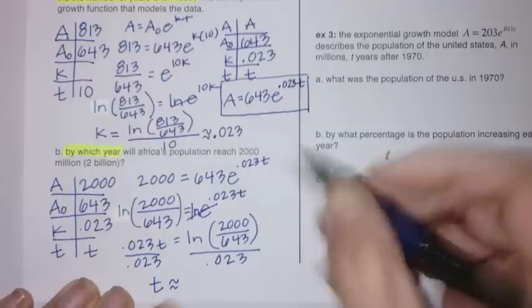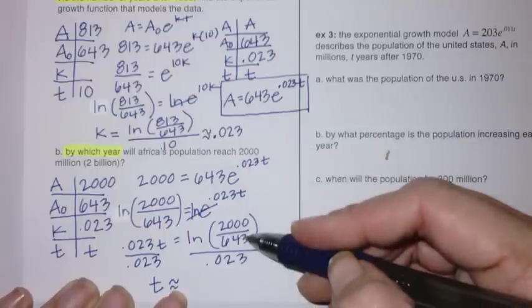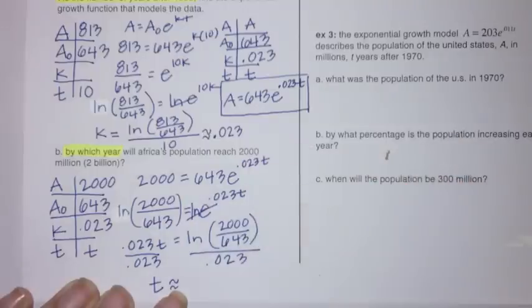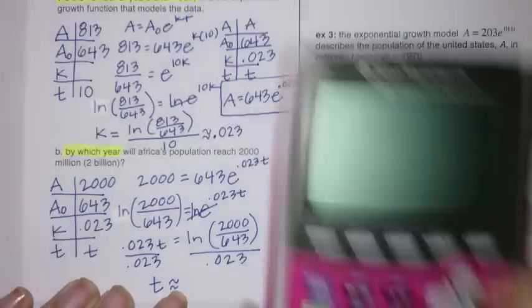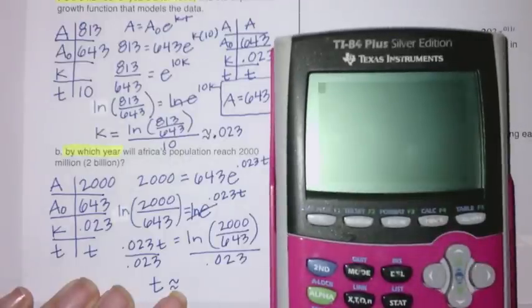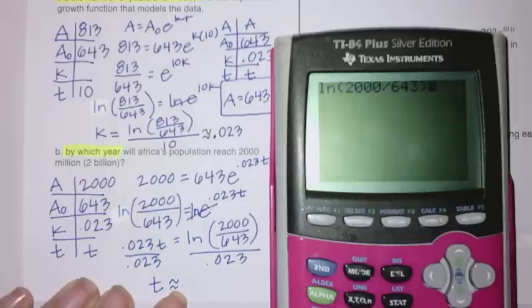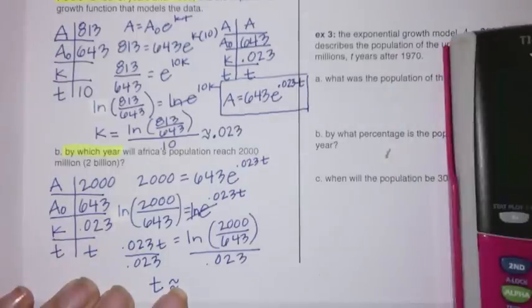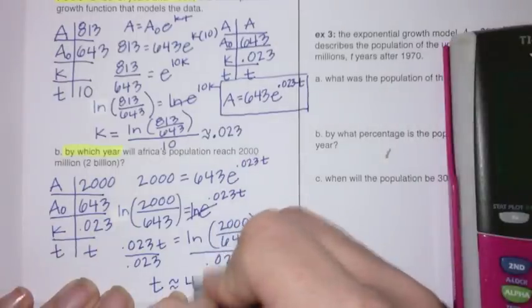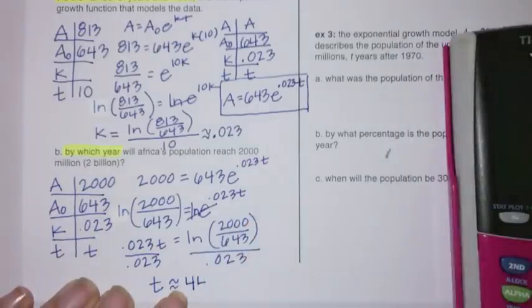Notice I'm not punching anything into the calculator until I've rounded here. And actually, I didn't even punch it in the last one, so I'm going to go ahead and do it for you in this one. This would be the natural log of 2,000 divided by 643, close out your argument, divided by 0.023. So it's going to be 49.337 years. So we're going to say approximately 49 years.